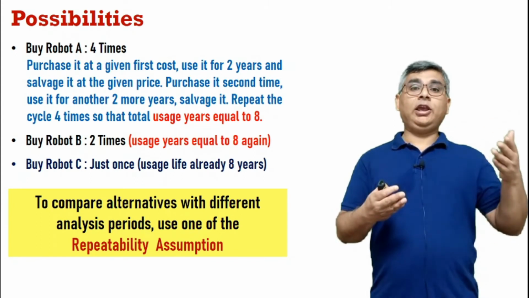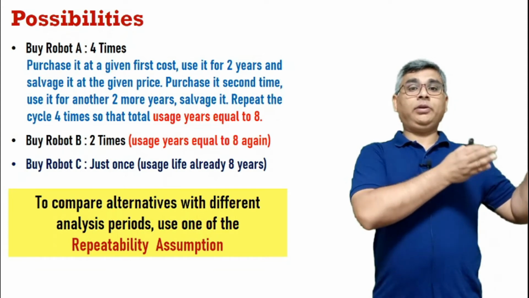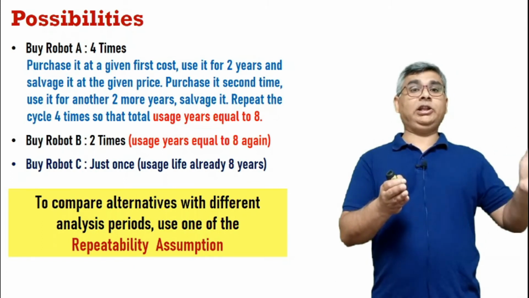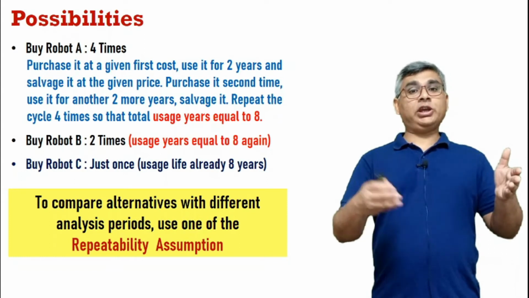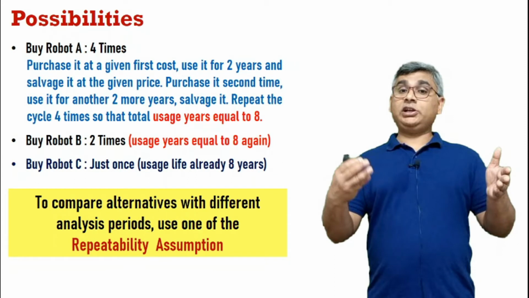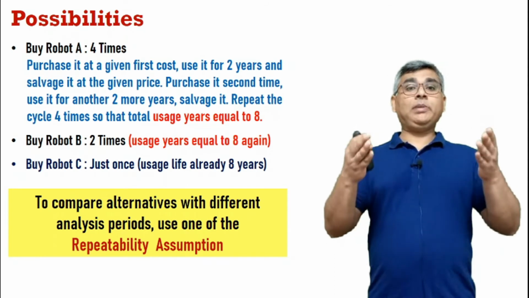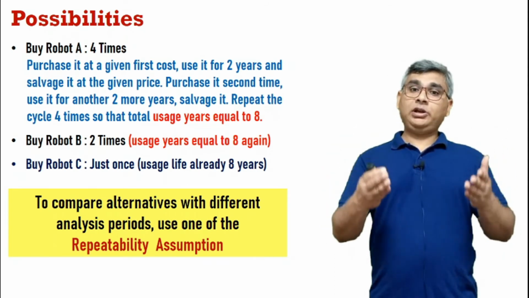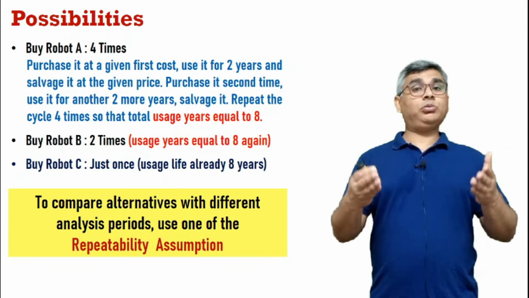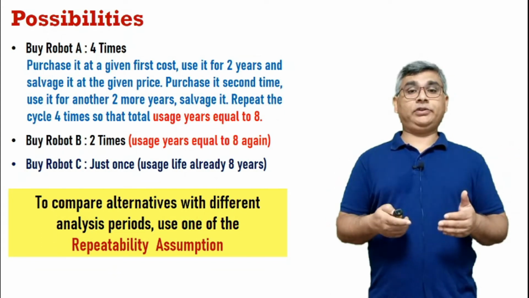Say, if we are studying the cash flows for robo A up to 2 years, the same will be repeated when we are purchasing it again at the end of the second year and using it for another 2 years. Similarly, at the end of 4 years, we are again purchasing it, and the same cash flow will be repeated. So this is what we mean by the repeatability assumption in a cash flow diagram, and this is extremely useful when we study problems pertaining to the different lives of the alternatives.